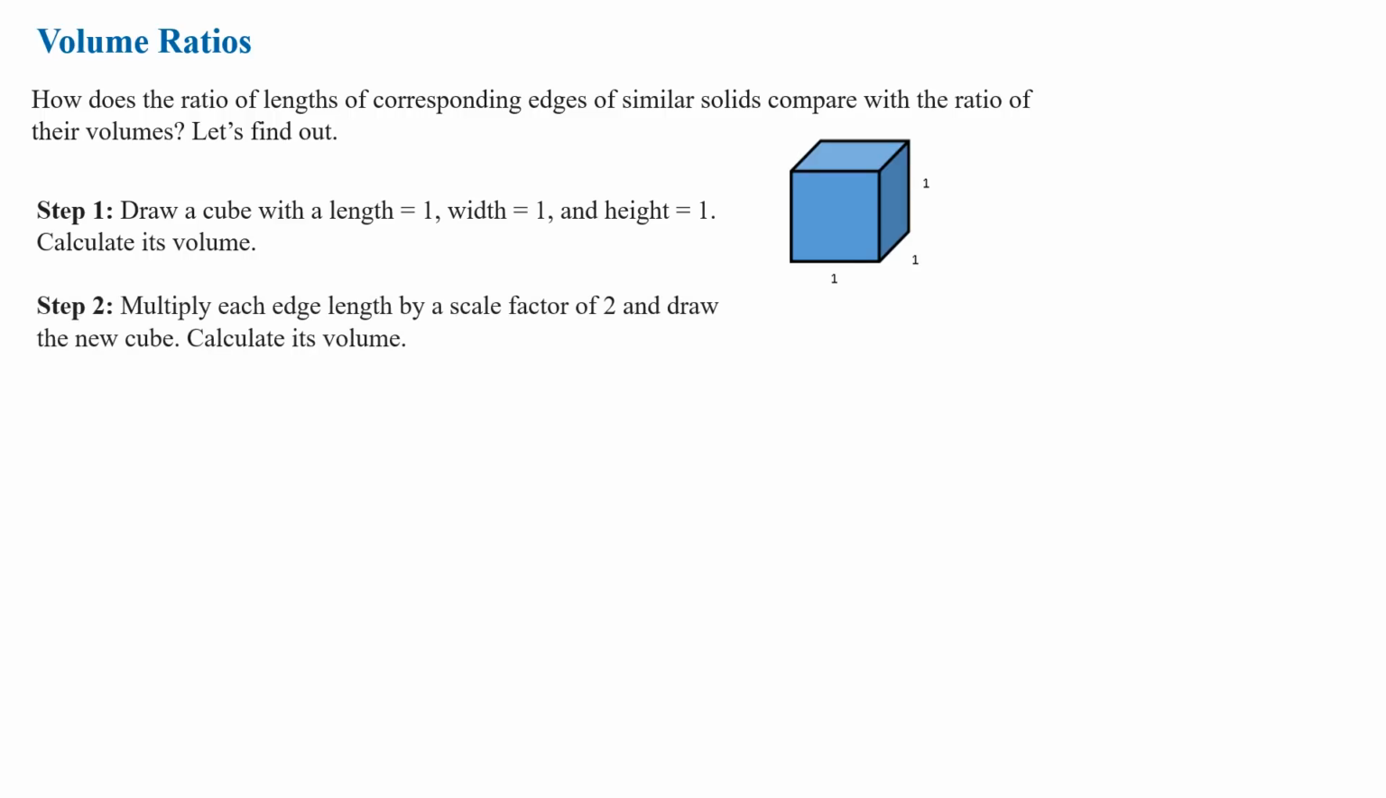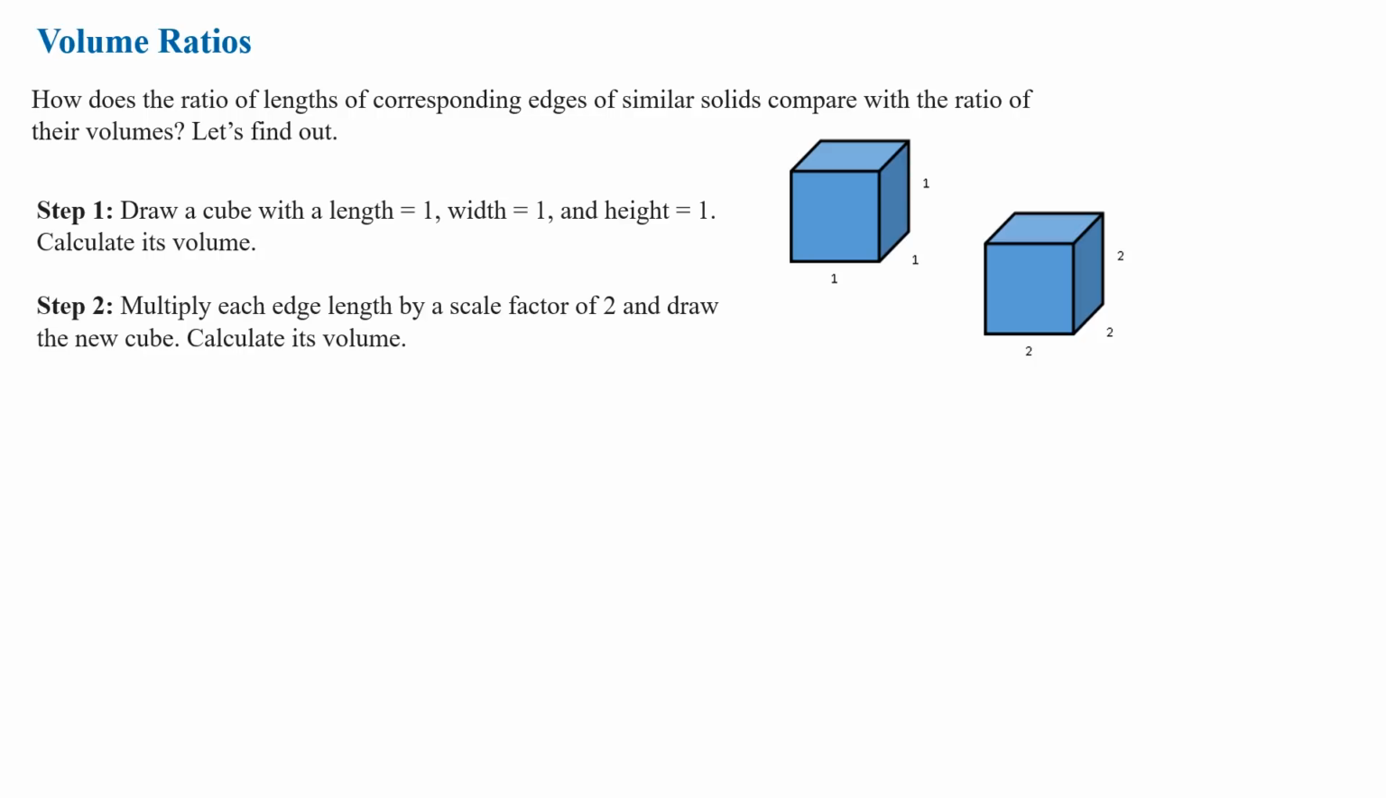Now, if I were to take that same cube and I multiplied each of those lengths by 2, and we drew it, we should get a figure that looks like this. What would be the volume of that cube? Well, base area times height. Base area is 4. Height is 2. 4 times 2 is 8. So now we have a volume of 1, and we have a volume of 8.